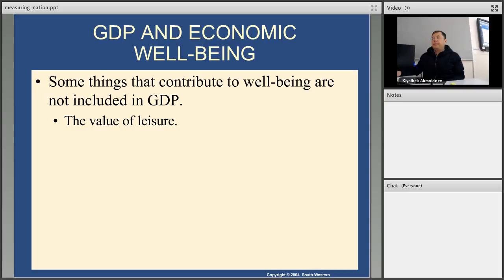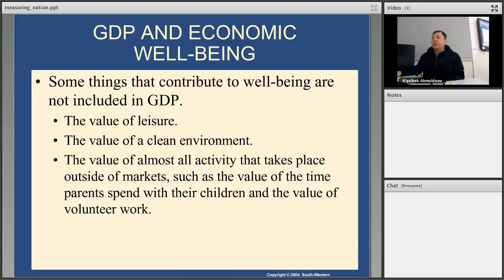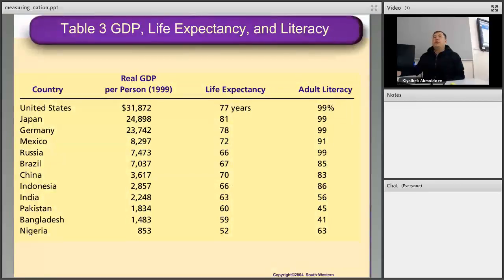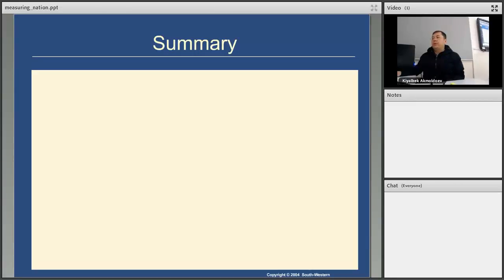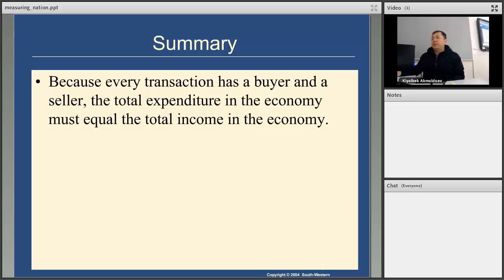On the other hand, some things that contribute to well-being are not included, as I have mentioned: the value of leisure. It does not include the value of a clean environment, and the value of almost all activity that takes place outside of the market, such as the value of time parents spend with their children, the value of volunteer work, and so on.